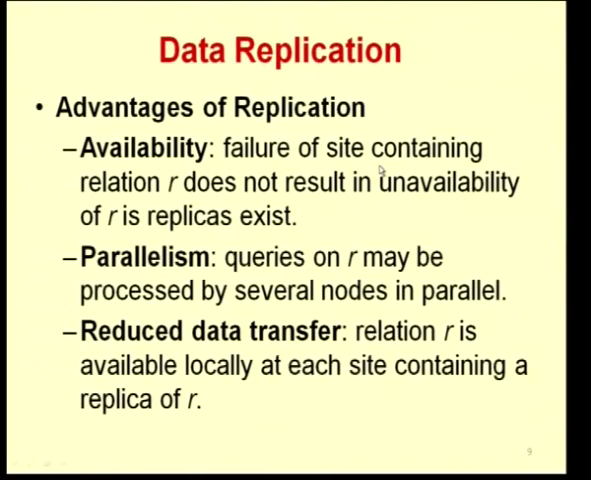So, what is the advantage of replication? Availability. Failure of a site containing relation R does not result in unavailability because it is available as a replica in another site. Parallelism. Queries on R may be processed in several sites in parallel, and relation R is available locally at each site. So, there is no need to transfer data from one site to another. So, these are the advantages of replication.